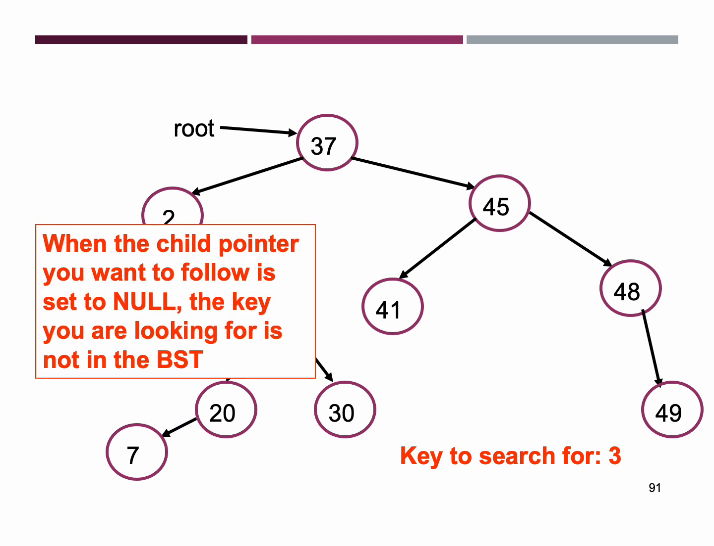When the child pointer you want to follow is set to null, the key you are looking for is not in the binary search tree. That means the key you are looking for is not in the tree. So that is how we are getting a null value.